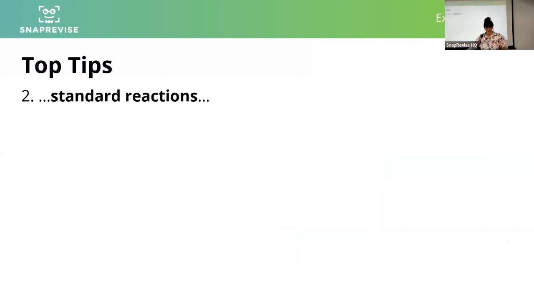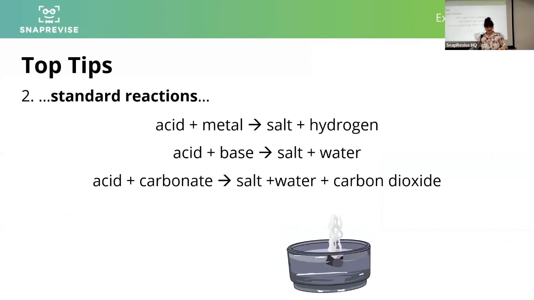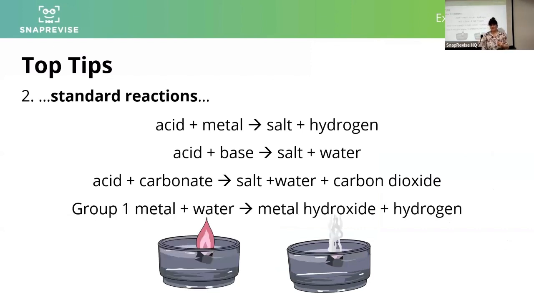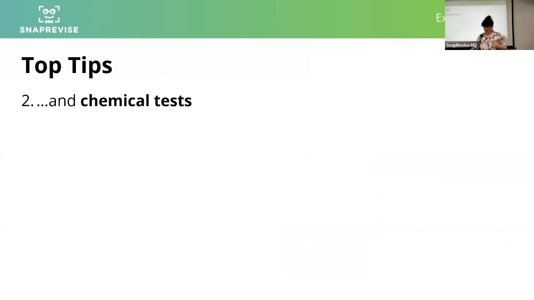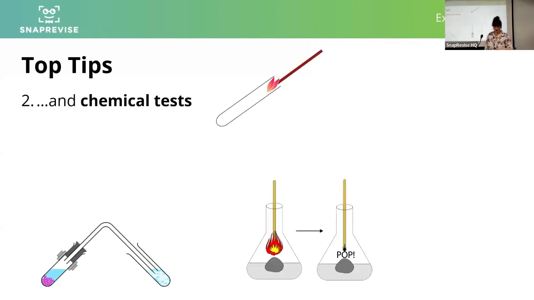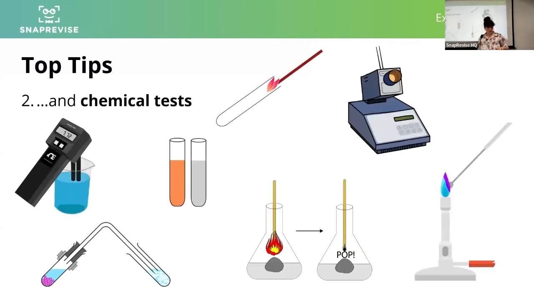Remember your standard reactions. These are all given in GCSE. So you need to know them. So learn them. Again, if you find it hard to remember them, practice, practice, practice. And finally, learn your chemical tests. Again, these are all part of the GCSE specification. So you need to know them.